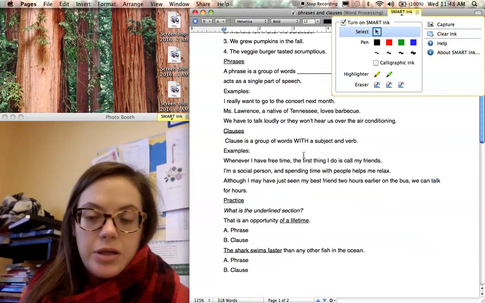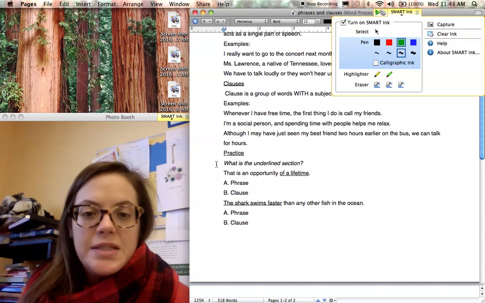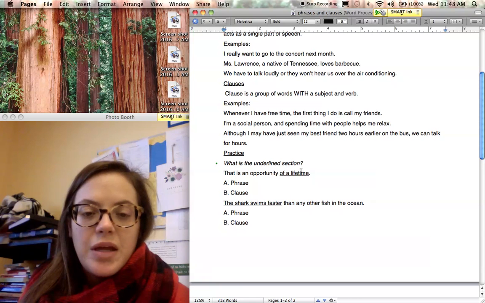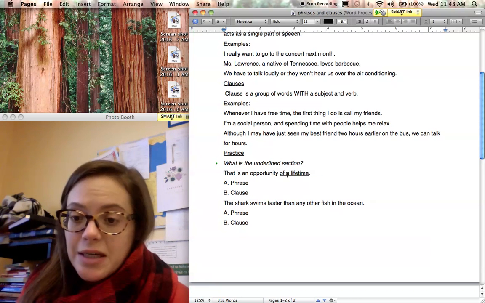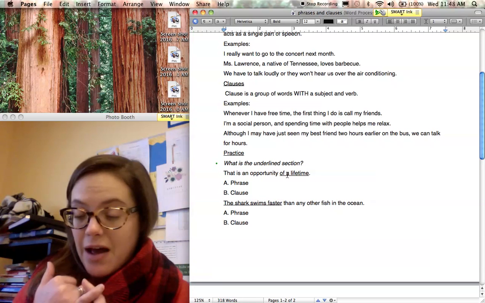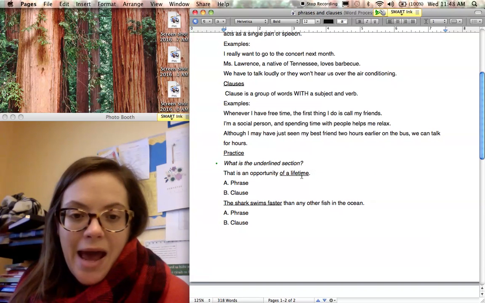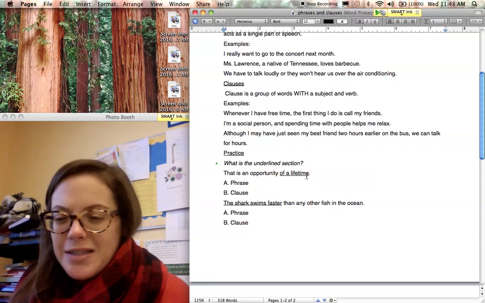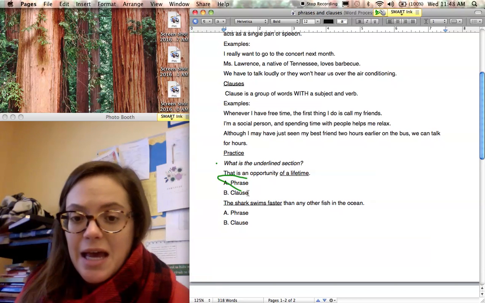All right, let's look down at some practice. If I can get it to go. There we go. All right. What is the underlined sentence? This is the opportunity of a lifetime. So I want to know if that underlined section is a phrase or a clause. So all I've got to ask myself is, does it have a subject and verb or does it not? So looking at this, I see a noun, lifetime, but it doesn't seem to be doing anything. So it's not a subject-verb pair. So I'm going to say it's a phrase.